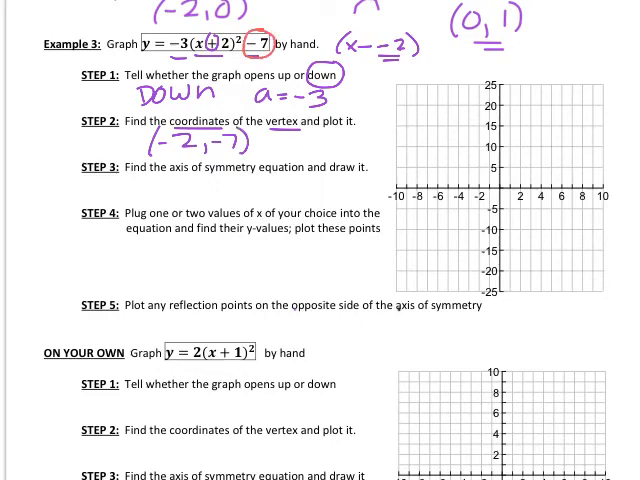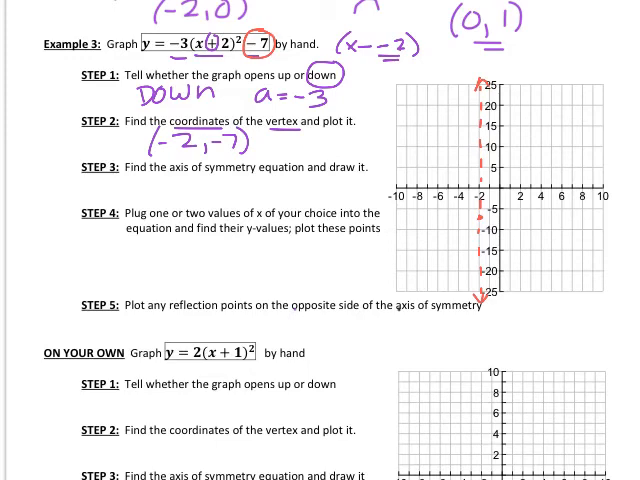And we're going to go ahead and plot that. So -2, and then 7 is going to be somewhere between -5 and -10. So there's my vertex, and remember it's going to go down from here. Find the axis of symmetry. Well, that is our axis of symmetry, isn't it? Wherever our x is. So we can go ahead and plot that.